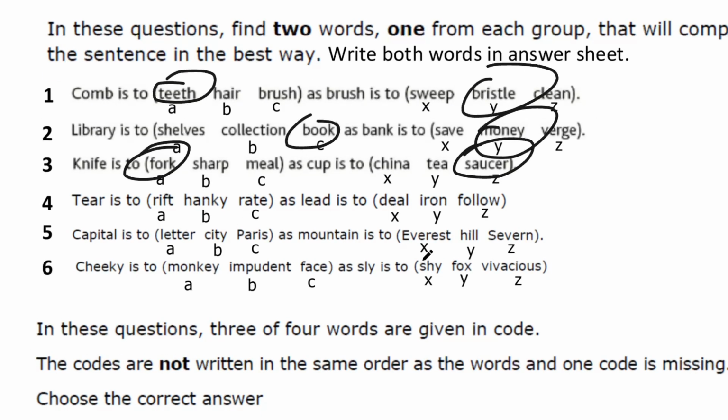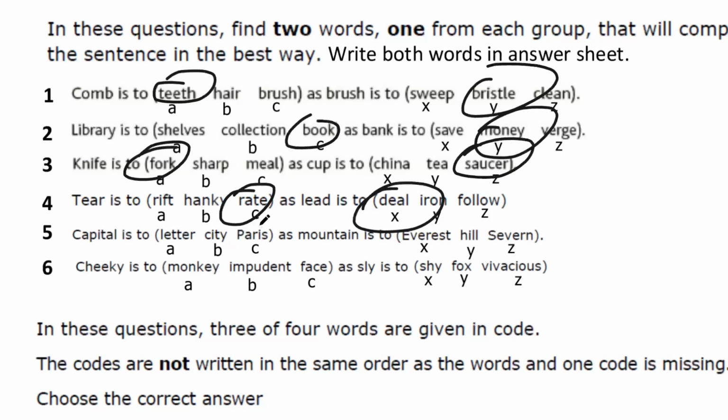Question number 4. The only one that makes sense over here, because you can have a rift, which is sort of like a tear, but then iron isn't exactly a synonym for lead. However, rate is the letters of tear rearranged, just like deal is the letters of lead rearranged. So for 4, we get C.